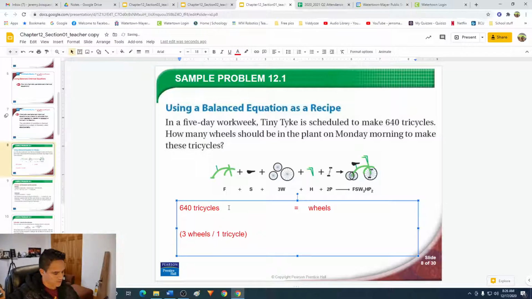So if we set up our math using dimensional analysis, we are starting with 640 tricycles, which means that we need to multiply this by 3 wheels over 1 tricycle. This will cancel out the unit of tricycles and get us into the unit of wheels. And then, of course, all we have to do is just take 640 and multiply by 3. And we get 1,920 wheels should be in the plant on Monday morning in order for them to make 640 tricycles.